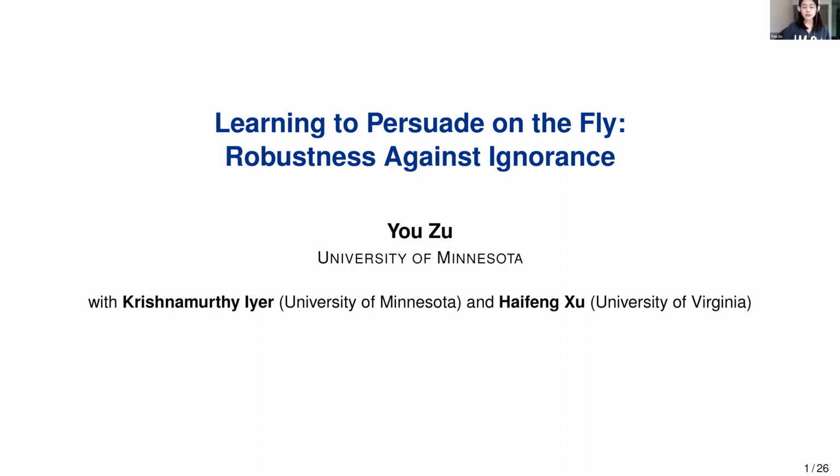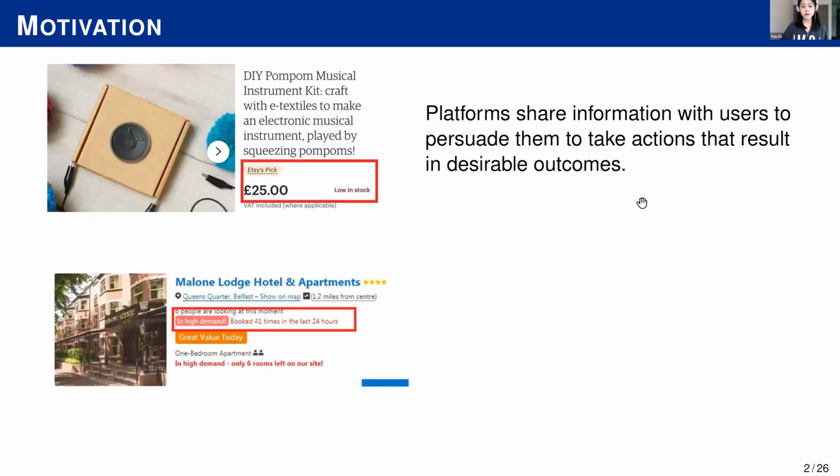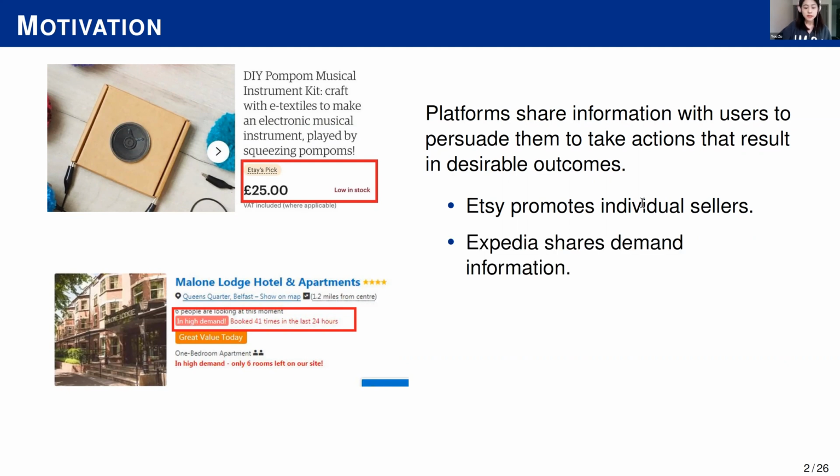So first, let me give you some motivations of our work. Platforms often share information with their users to persuade them to take actions that result in desirable outcomes. For instance, Etsy promotes individual sellers by putting an axis pick here. Or Expedia shares demand information, like we can see here, it says this hotel and apartments are in high demand.